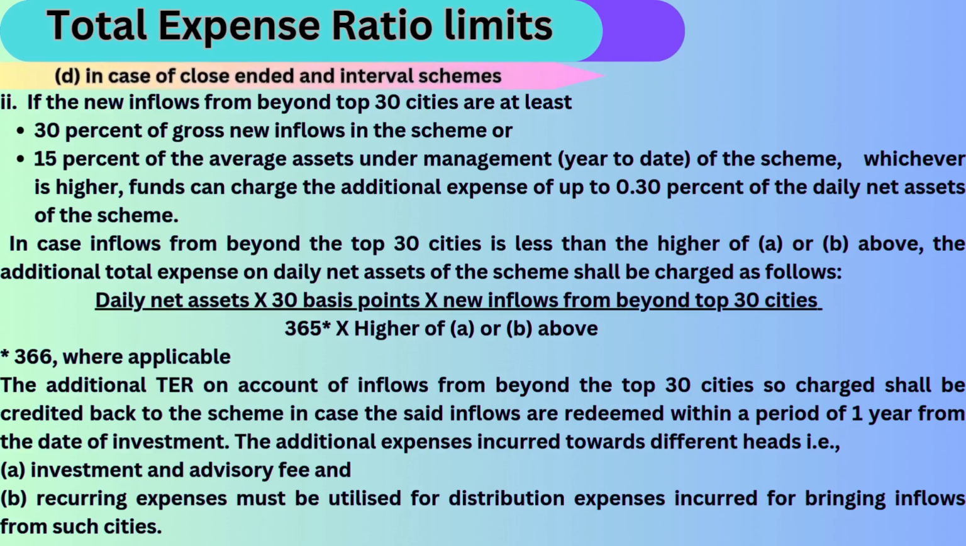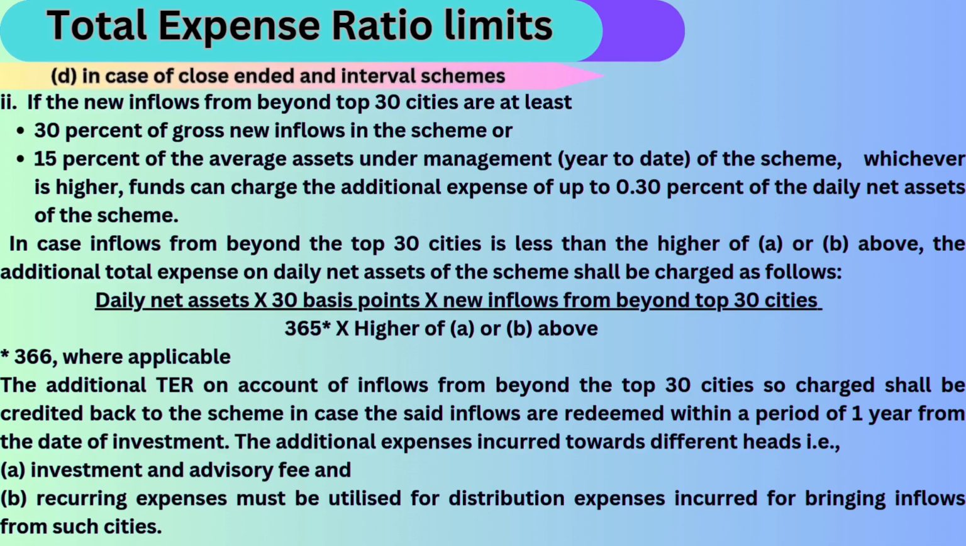If the new inflows from beyond top 30 cities are at least 30% of gross new inflows in the scheme or 15% of average assets under management year to date of the scheme, whichever is higher, funds can charge the additional expense of up to 0.3% of the daily net assets of the scheme.